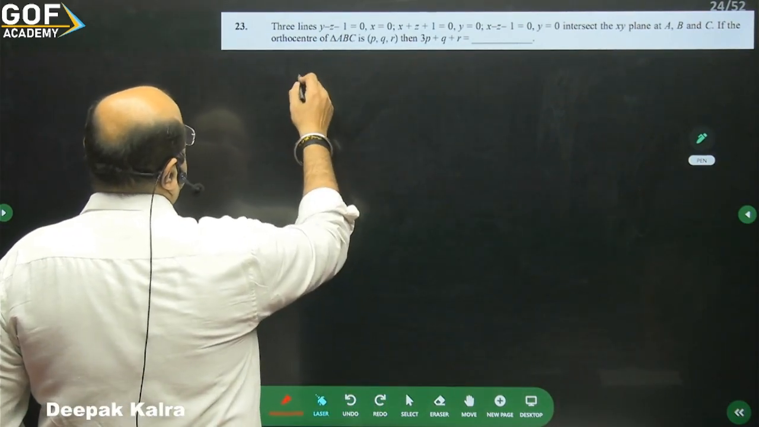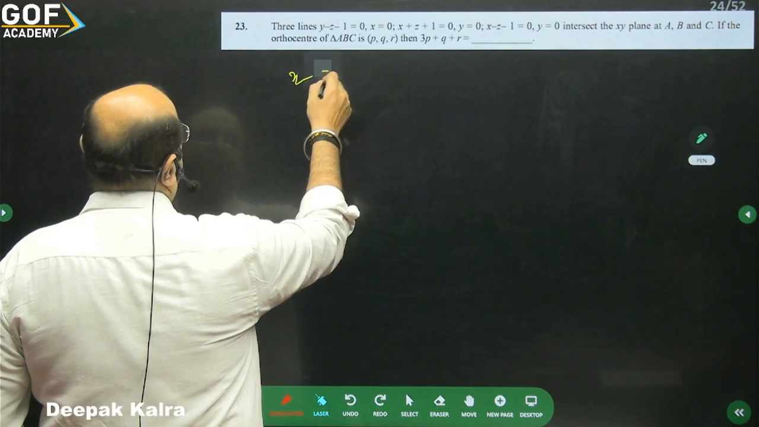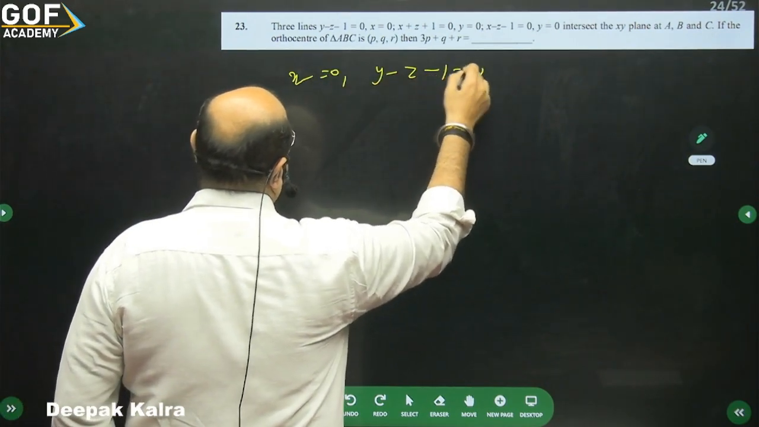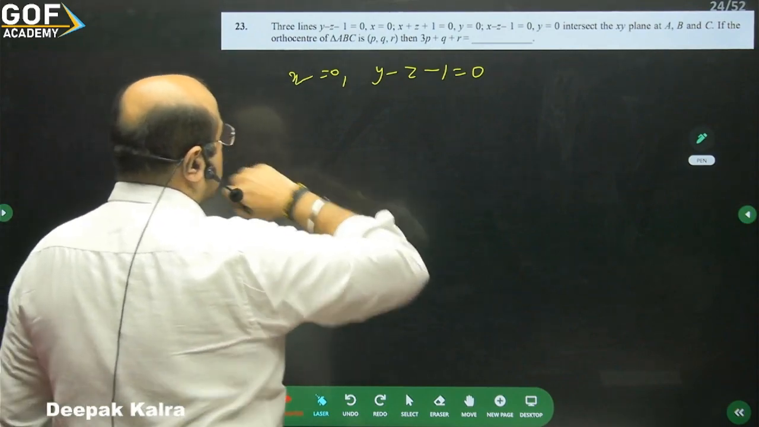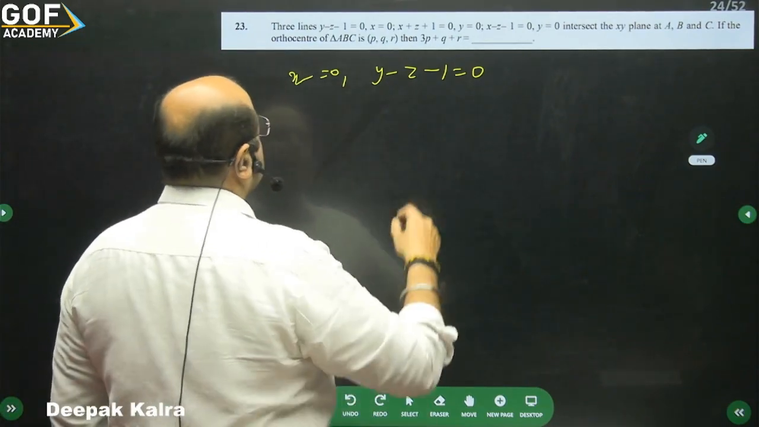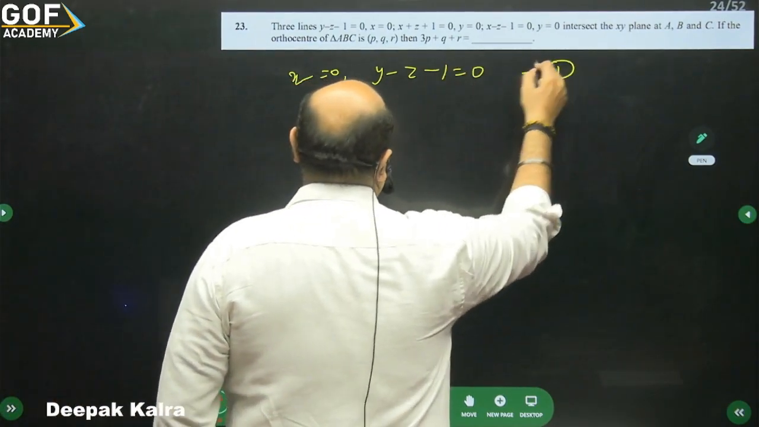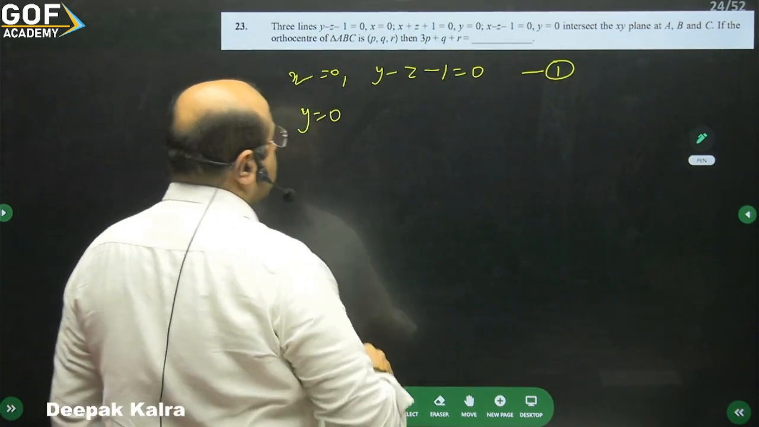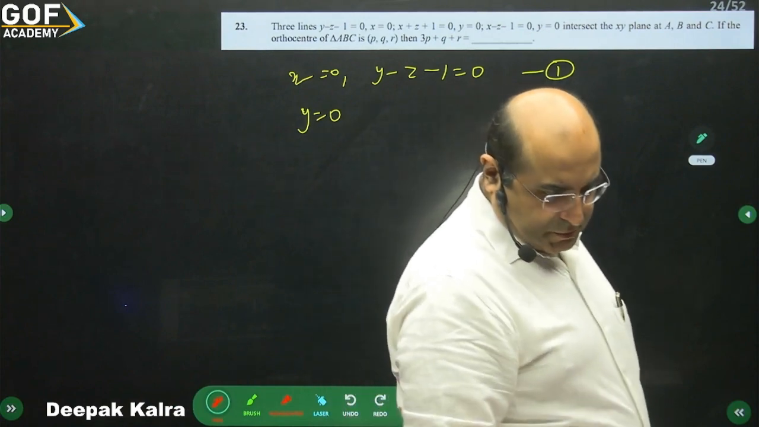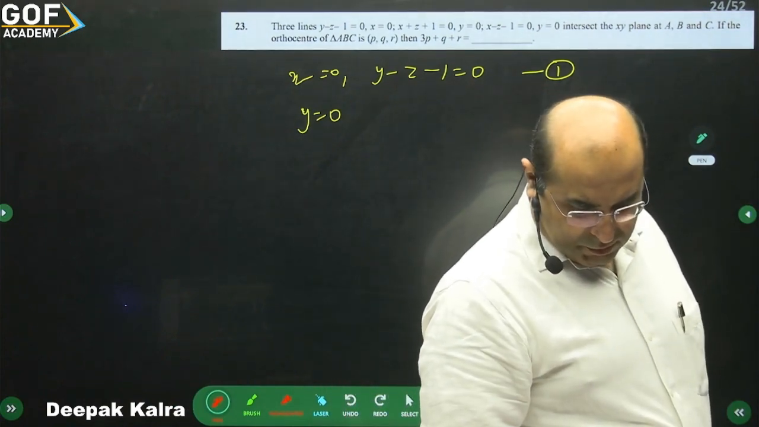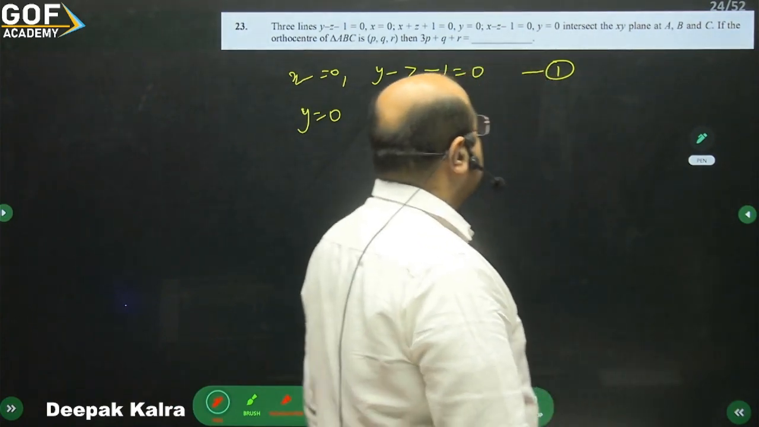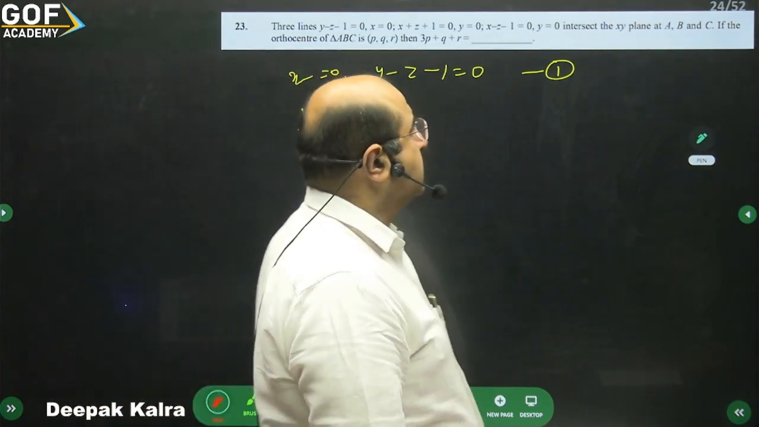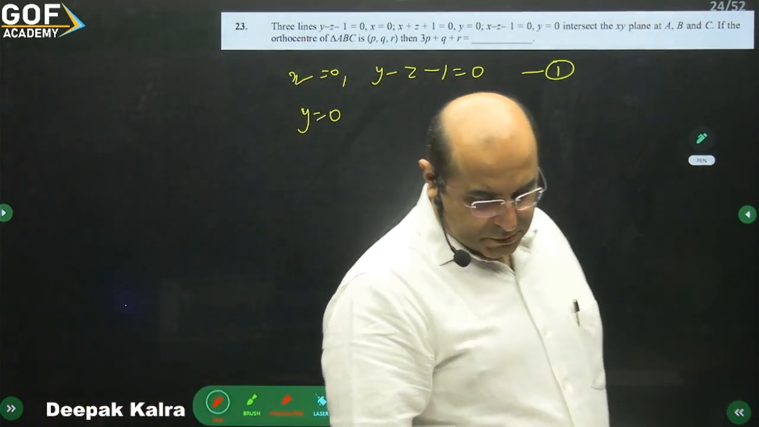Three lines x equals 0, y minus z minus 1 equal to 0. Okay. One line is this, second line is... I think the answer is 1. Okay. Next.